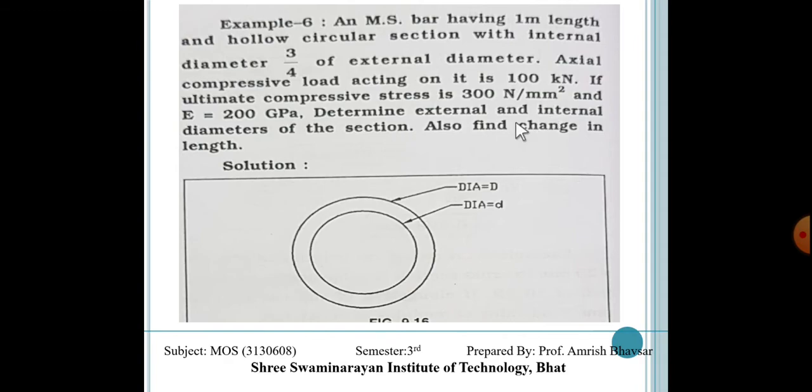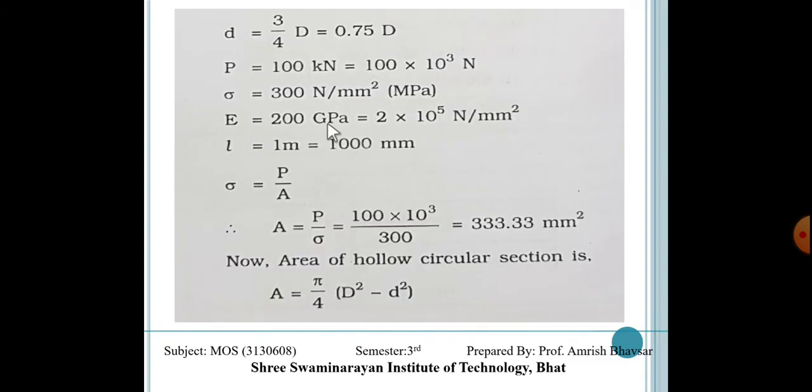Compressive stress means sigma is equal to 300 Newton per mm square, and E we have 200 GPa. So small d is equal to 3/4 of external diameter, so small d is equal to 0.75 capital D. P is 100 into 10 raised to 3 Newton. Sigma is equal to 300 Newton per mm square. E is equal to 200 GPa, means 2 into 10 raised to 5 Newton per mm square.